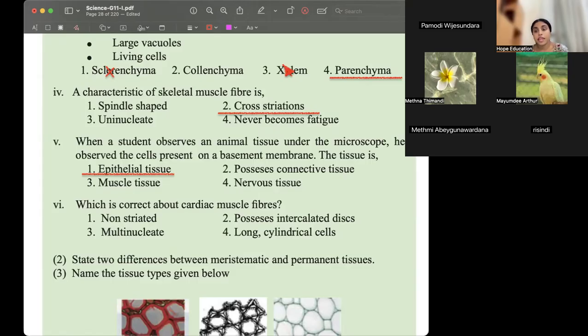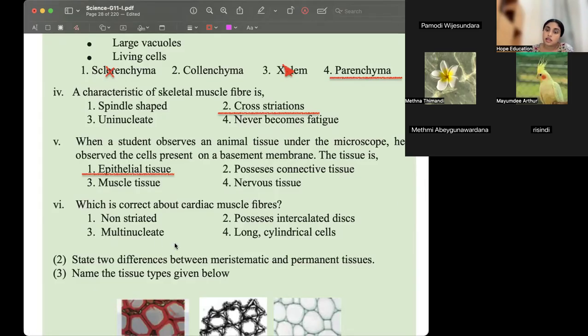Non-striated. That cannot be, because you know cardiac muscle tissue is striated. There are striations. What other muscle tissue has striations? Cardiac also has striations. Skeletal and cardiac both have striations. So saying non-striated is wrong.